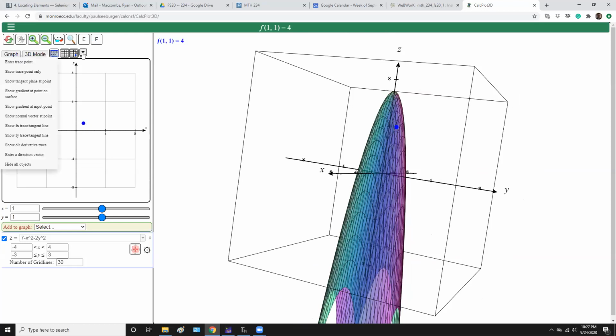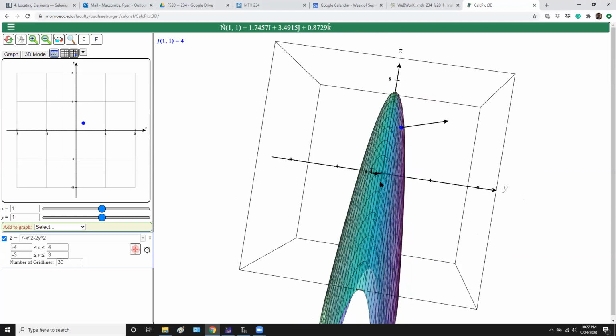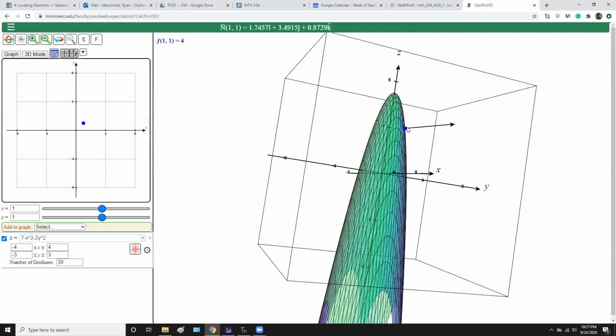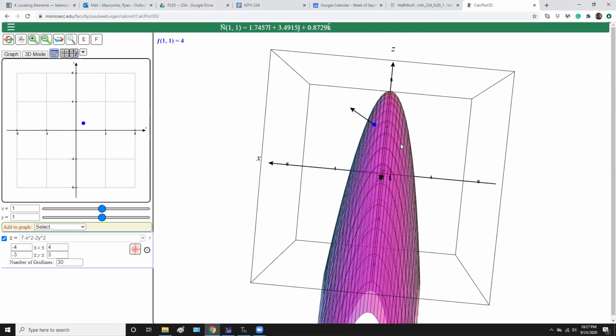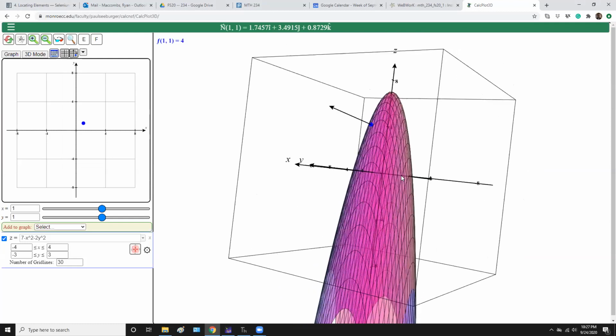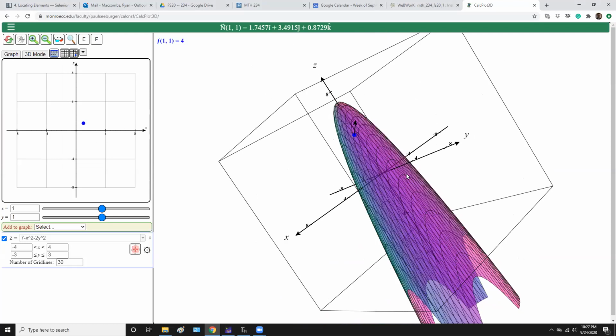For instance, if I do this drop-down menu right here, you can see that I can show the normal vector at this point. So this right here is the normal vector. If you were to zoom way in on this, it would be at a 90-degree angle with the surface. So it kind of sticks directly out, away from this surface. So that's what the normal vector looks like. And our goal is to be able to find this normal vector.